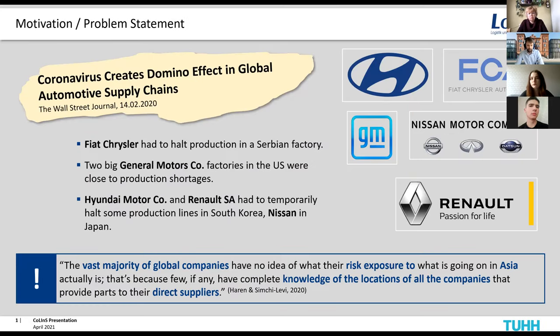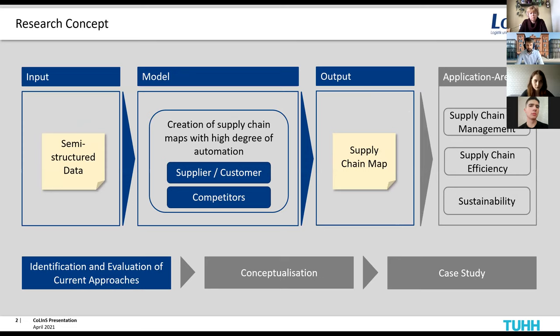When we dig into the reasons for that, we can see that most companies do know their direct suppliers, but they often do not know the suppliers of their suppliers and so forth. So in conclusion, they have no or only very limited visibility into their supply chain networks. And this is causing trouble.